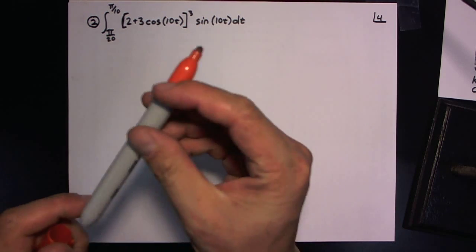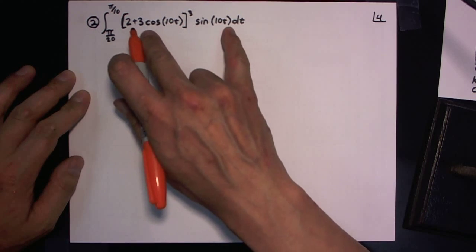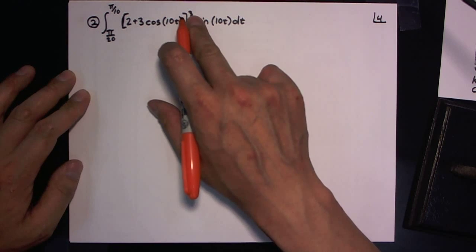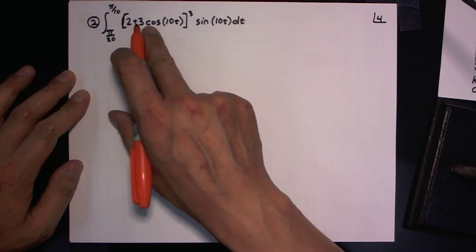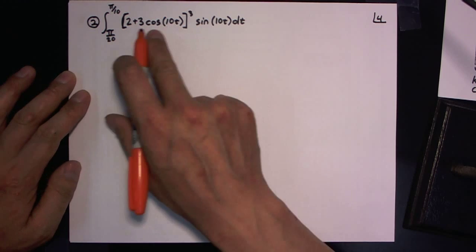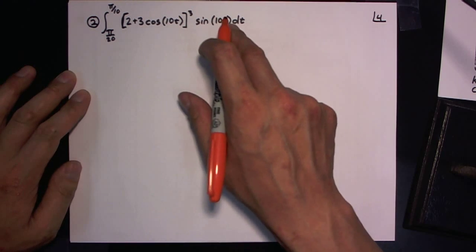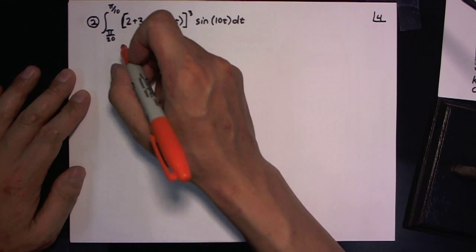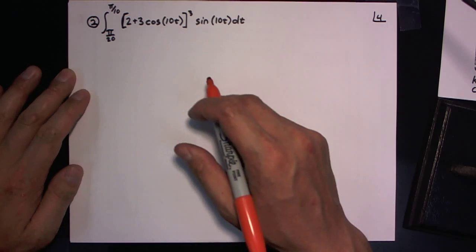Okay, so first of all, we've clearly got two functions that are multiplied by each other. The second one is also cubed, and then within that cubing function there's this 2 plus 3 cosine 10t. So you have this inner function, and then you have an outer function, and then you have a function outside of that. This looks like it might be a good candidate for a u substitution, with u being the innermost function.